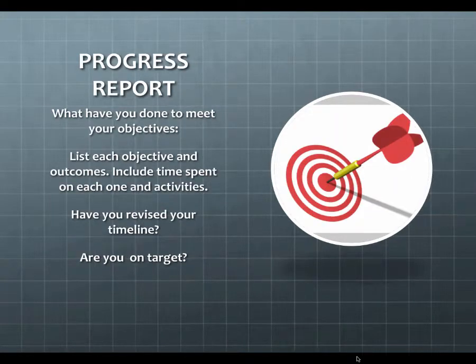So progress report. This is your time to tell me what you've done to meet your objectives. We spent so much time working on crafting those objectives. So now you're going to list each one and the outcome thus far. Include the time you spent on each activity and what you've done. So maybe you went and visited the manager of materials management or the person in charge of teaching, whatever it is that you did to see that you've met your outcomes.